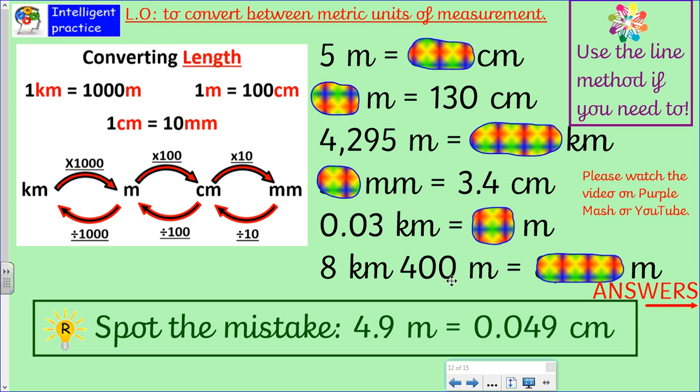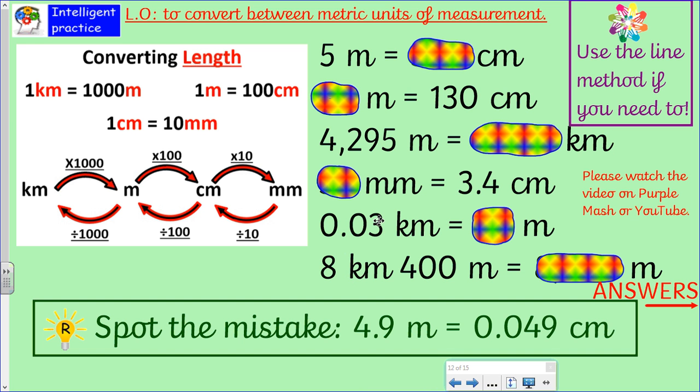8 kilometers, 400 meters. What is that? Meters, okay? Think about what 8 kilometers means. And then your reasoning finally, spot the mistake. 4.9 meters is 0.049 centimeters. What has happened there? That is very much the wrong answer. 4.9 meters cannot be 0 something centimeters. We already know there's 100 centimeters in just one of these meters. So it's got to be 400 at least, excluding this 0.9 bit.